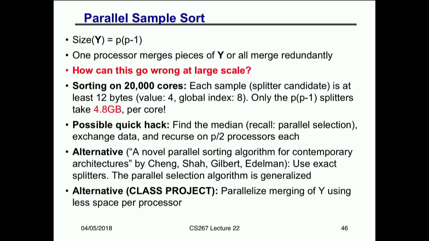So, things that can go wrong. The size of this initial candidate sample set, if I choose m equals p, is p times (p minus 1). You should basically think, let's say you're trying to sort on 2,000 cores, or 20,000 cores. What is p times (p minus 1)? It's 5 gigabytes. So it's really hard to gather this in a single processor, right?